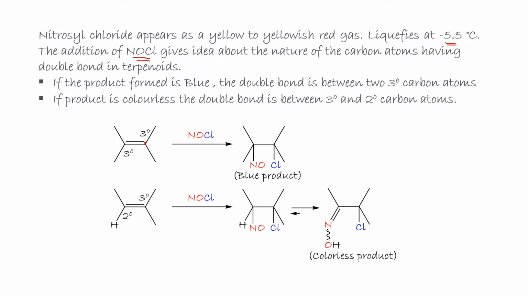So if we have here a tertiary carbon, in the sense that there is no hydrogen on this carbon, addition of nitrosyl chloride will give a blue product. In case of carrying one of these carbon hydrogens, then it will lead to the formation of a colorless product. First addition of NOCl, then followed by tautomerization to form oxime, so that will be a colorless product.